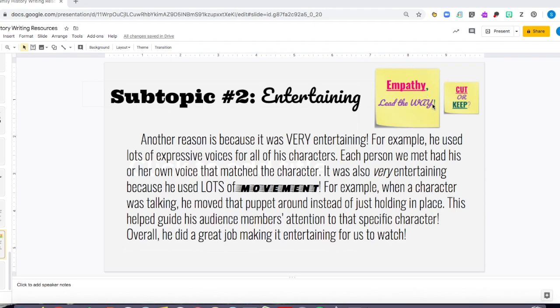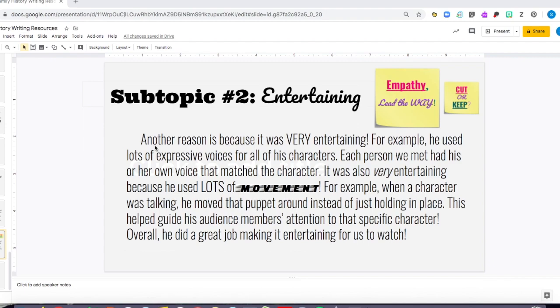But today we're focusing on empathy, lead the way. So I'm going to start by rereading my paragraph, pretending like I am my reader. And as I'm doing that, I'm asking myself, what questions do I have for the writer? And as I come up with those questions, I'm going to record those questions directly into my writing so that I can go back and answer them, and that will help me revise my work. So let's go ahead and get started.